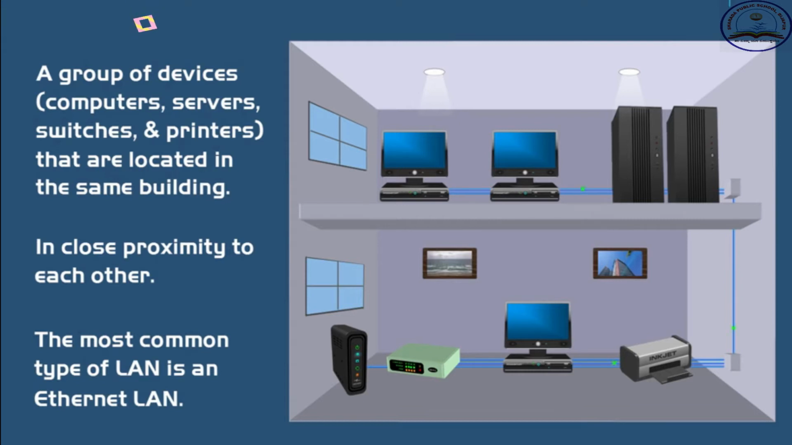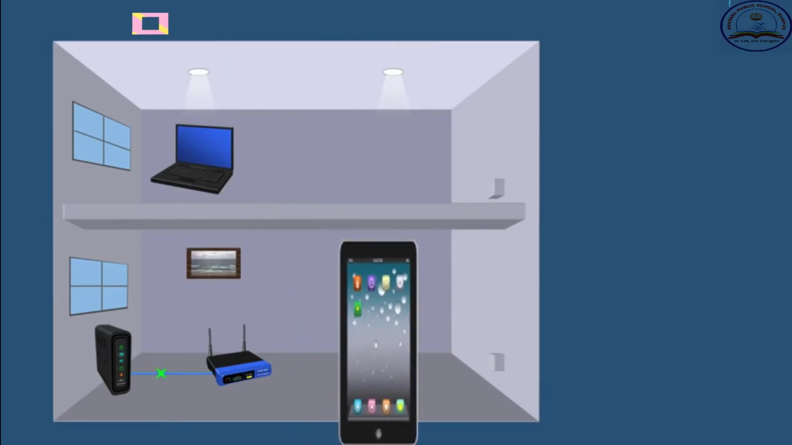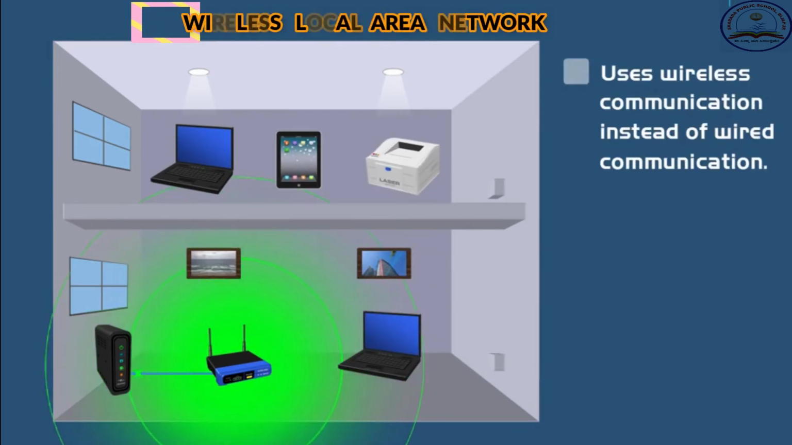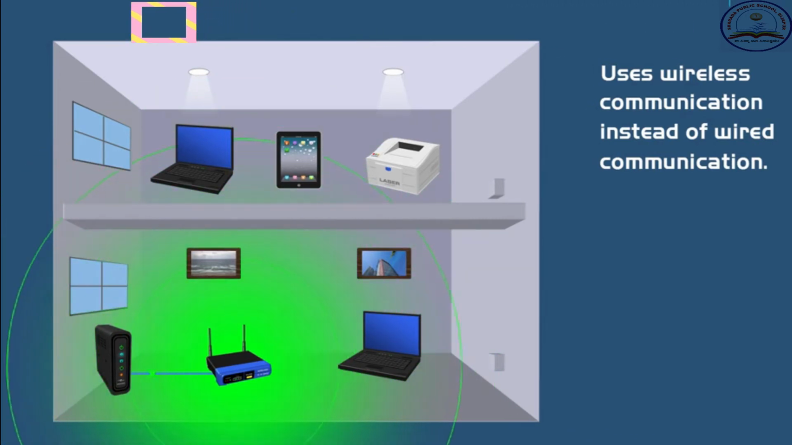As shown in the video, you can see here a wireless local area network. In this you can see the devices have connected to each other without using a cable. Laptop, tab, printer, and the router is also connected to the internet connection. This is an example of a LAN. So a wireless local area network is a LAN but without using a cable.